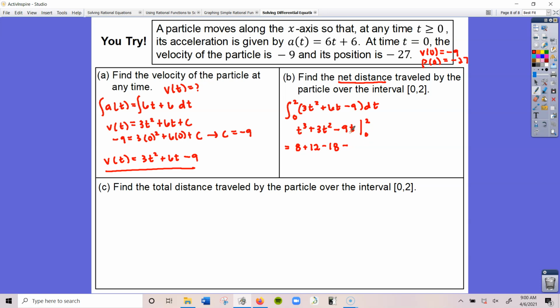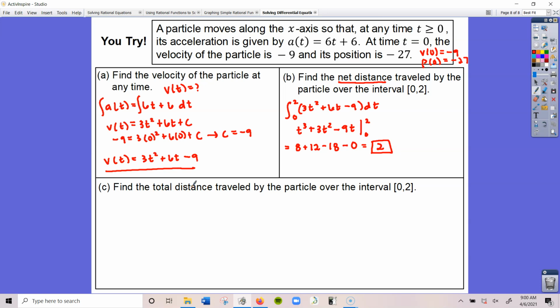Minus, now when we plug in the 0, everything would just be 0. So we get here that 8 plus 12 is 20, minus 18 is 2. We are not given any units, but if we were, we would write our units here. But since we're not, this is my net distance, 2.